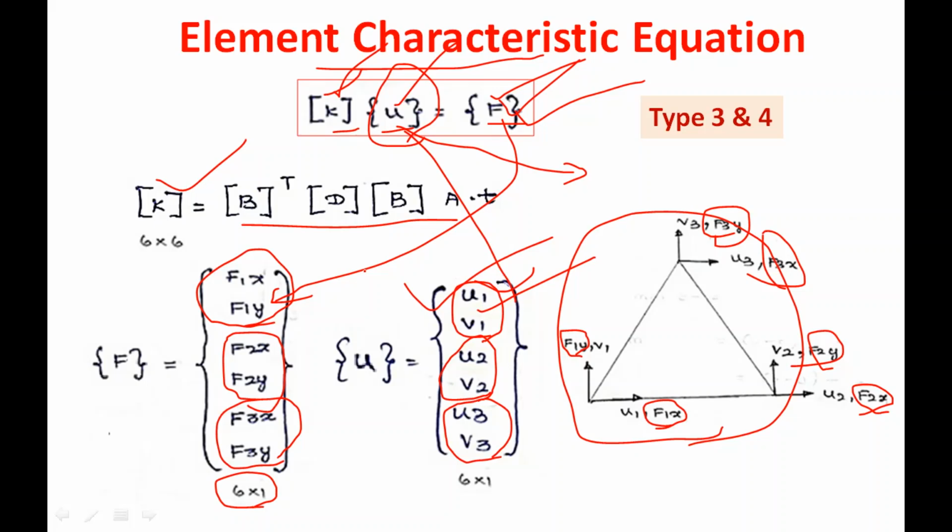First we will complete the plane stress condition and plane strain condition, then we will go for the axisymmetric condition. In this part, we derived the strain displacement matrix B matrix, and by using the D matrix and B matrix we derived the stiffness matrix K. Then we established the element characteristic equation for the two-dimensional triangular element or CST element.